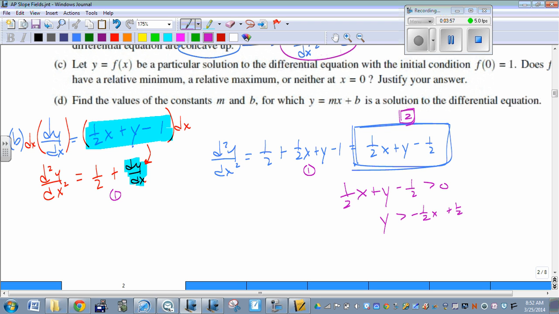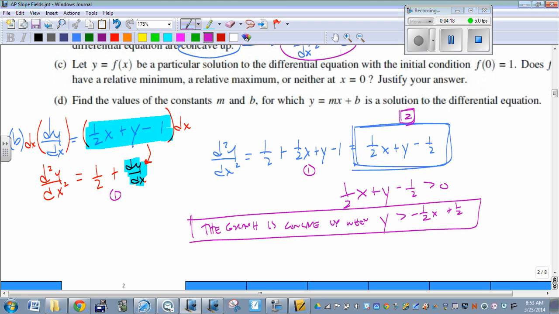So we just want to go ahead and finish our answer here. The graph is concave up when y is greater than negative 1/2 x plus 1/2. That part of the problem is worth 1 point. Explaining where it's concave up is worth 1 point.